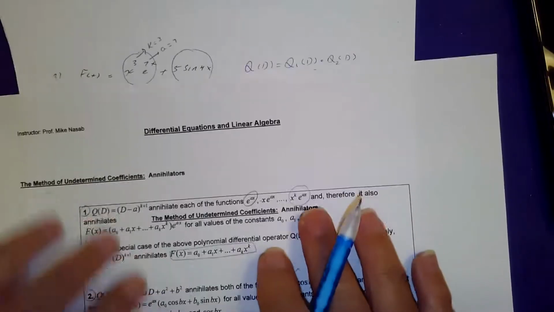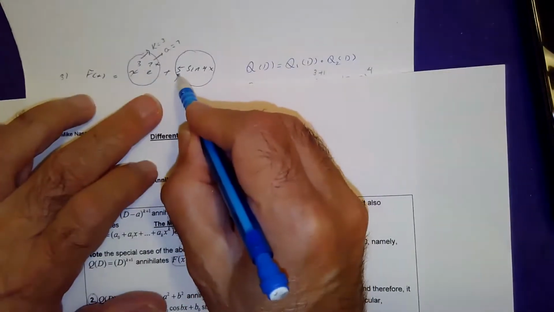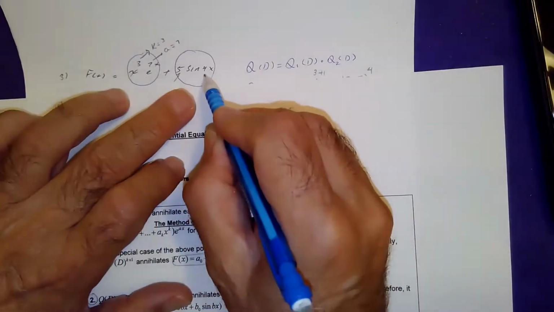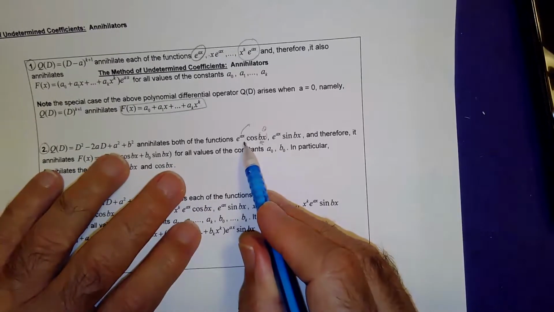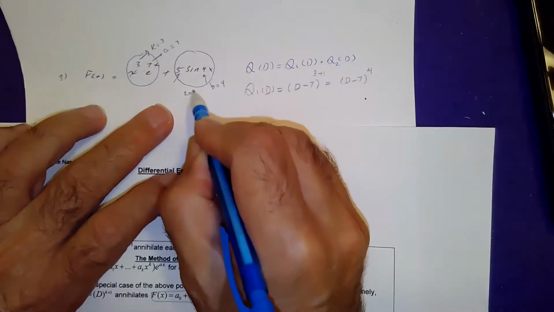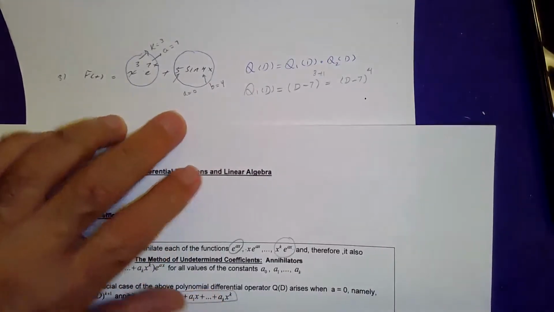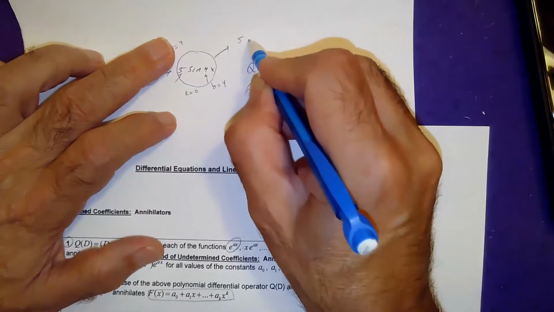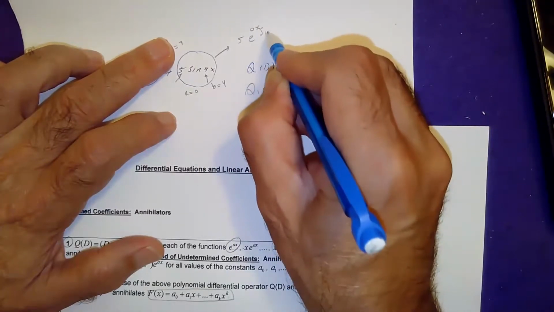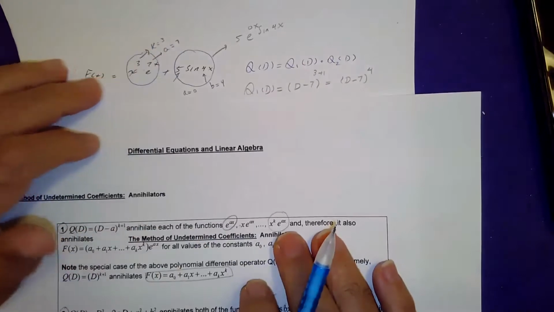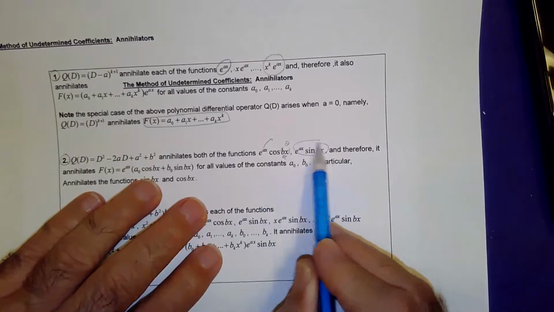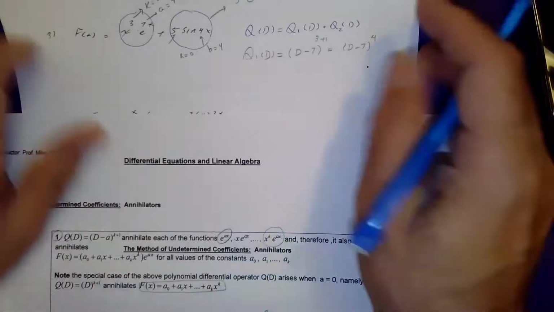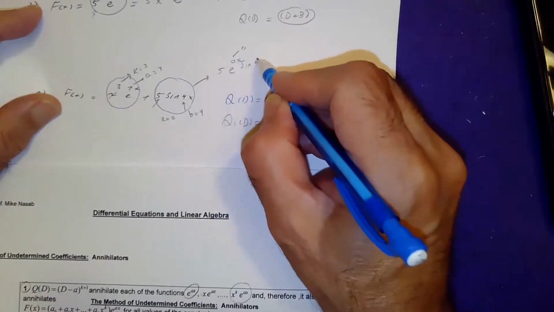In my case, watch this. Remember, this 5 doesn't mean anything. It's irrelevant. This guy is my b. And there is no e to the ax, so therefore a is 0. In other words, you can rewrite this as 5 e to the 0x sine of 4x, and then compare it to this formula right here. So a is 0. Do you see it? This is a, this is b.